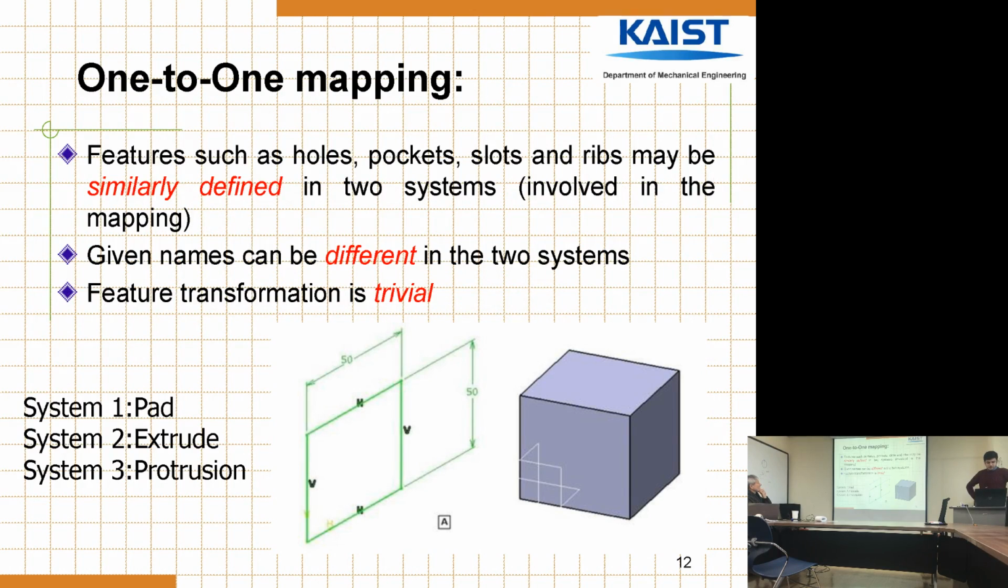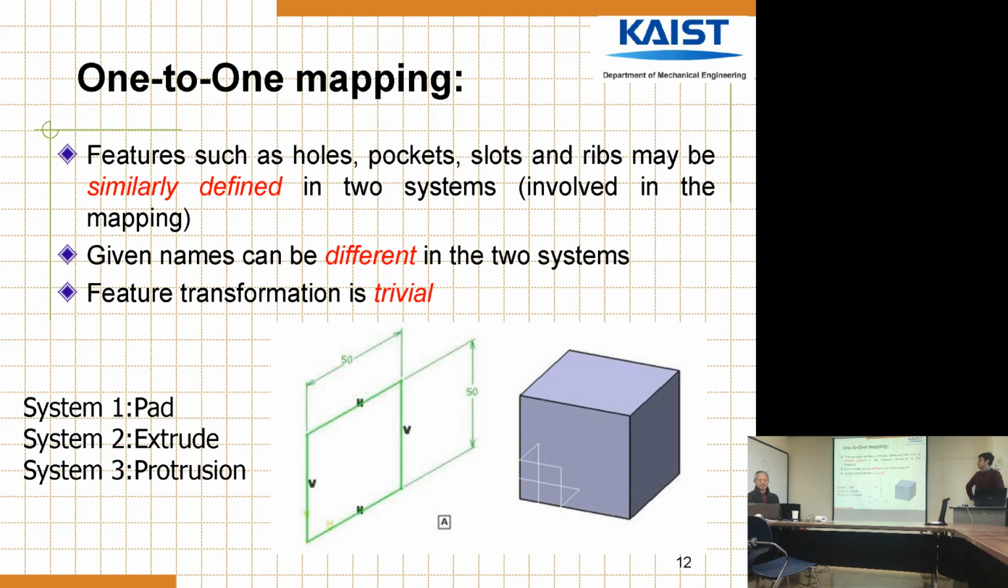So the first type of mapping class is one-to-one mapping. It is the simplest case. Features like holes, pockets, slots, and ribs may be similarly defined in both systems, the source system and the target system. So the definition base can be the same, and it is possible that it can have a different name.